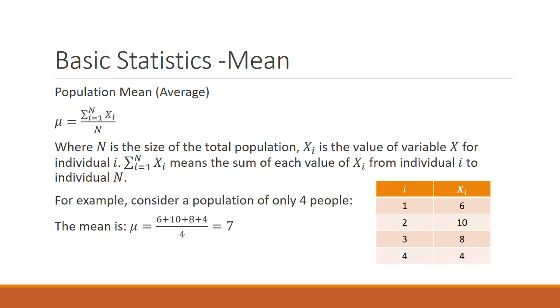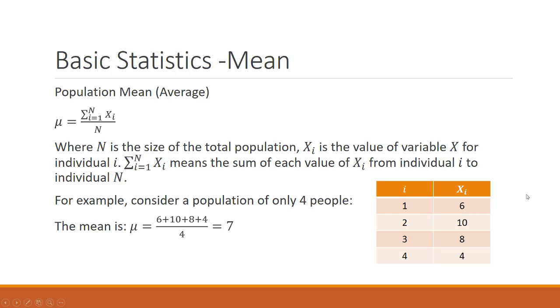Let's say I want to know the average income for all farmers in northern Ghana. That would be the population mean, where n is the size of the total population and xi is some unique value of the variable x. What we do is sum up those values. If we have a data set with different values for x for 4 people in this population, we add up all the values and then divide by 4. That gives us an average of 7.